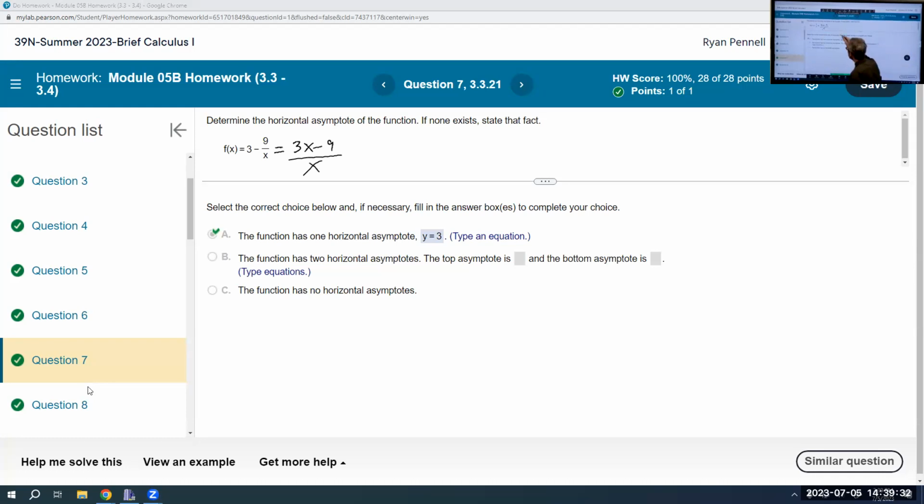Now we can see, as this tends towards infinity, this is going to be like 3x over x. So this is tending towards 3. So y equals 3, because they're equal, it's just taking the ratio of the coefficients.